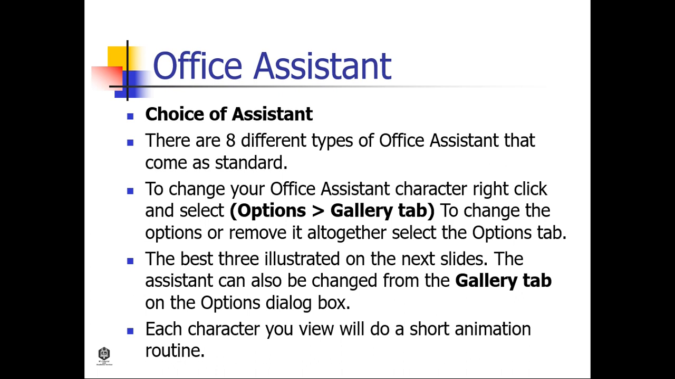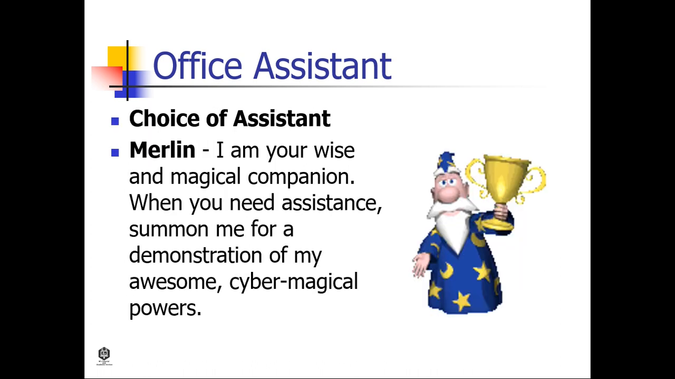In choice of assistant, there are 8 different types of Office Assistant that come as standard. To change your Office Assistant character, right-click and select Options, then the Gallery tab. To change the options or remove it altogether, select the Options tab. As best illustrated on the next slides, the assistant can also be changed from the Gallery tab on the Options dialog box. Each character you view will do a short animation routine.